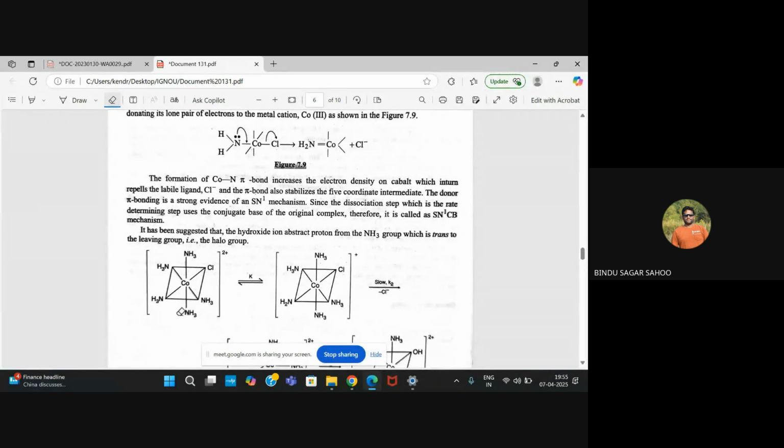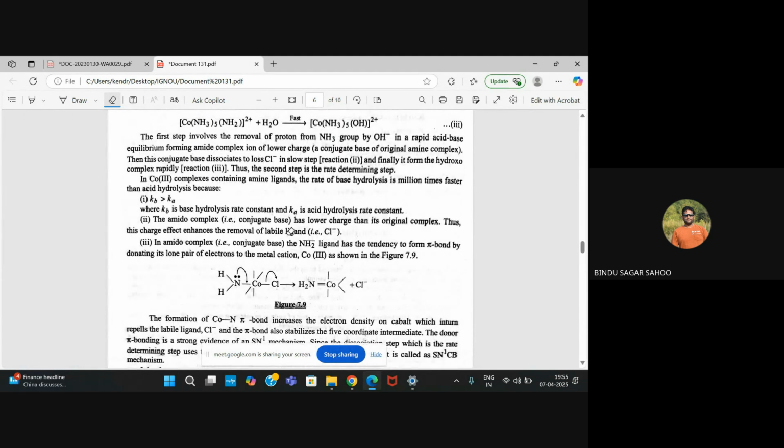Another factor is that the chlorine position and the pi donor ligand position must be in an anti-periplanar arrangement. That means they must make 180 degrees to each other, just like the cis position. This NH3 position, this another NH3 position, or this NH3 position and this chlorine position, need to be anti-periplanar for removal of the leaving group.